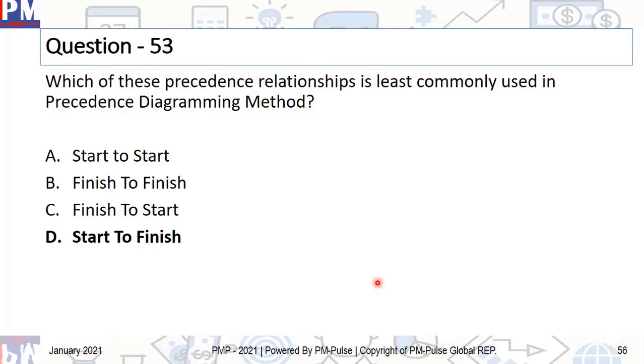Start to finish is a relationship or dependency technique which is never used, right? You should not even try to use it. When you talk about the precedence diagramming method, that basically means a network or the sequencing. So essentially, this question reads: which of these techniques is never used in any kind of sequencing? And the answer is start to finish. And by the way, the inverse of it, which is finish to start, is the most common. And this is the least common, or basically you never use it.